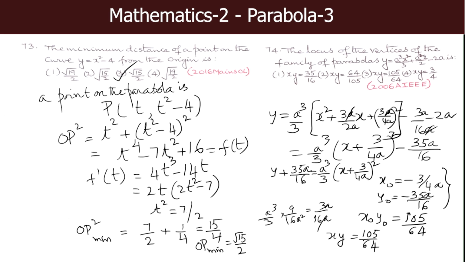We will be knowing this in the next chapter, future discussions on conics. xy equal to 105 by 64. So that is the rectangular hyperbola, which is the locus containing all the vertices of distinct parabolas given by the equation y equal to a cubed x square by 3 plus a square x by 2 minus 2a for different parametric values of a. Okay, that is 74. Next, 75.